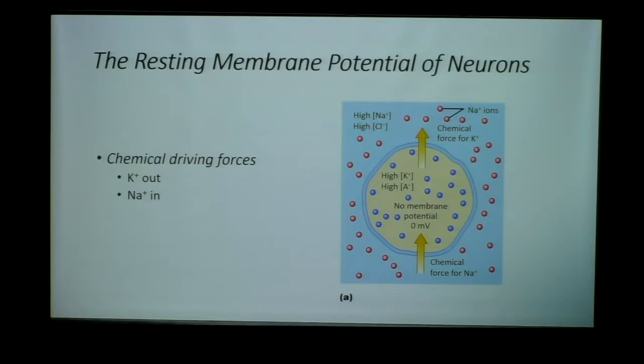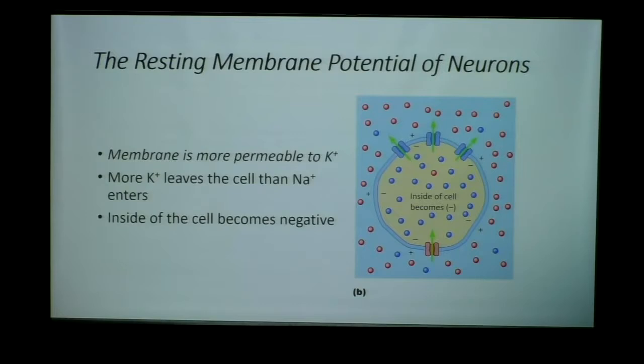Okay, so again, just to summarize here, let's look at our chemical forces. Our chemical forces were based purely on concentrations. And if you look at the direction of those forces, based upon the difference in concentrations on either side, potassium wants to go out, sodium wants to come in. Now, in terms of permeability, this is not as straightforward as potassium just coming in and sodium just going out. We have more potassium channels, or think about it as more potassium doors, and fewer sodium channels, or fewer sodium doors.